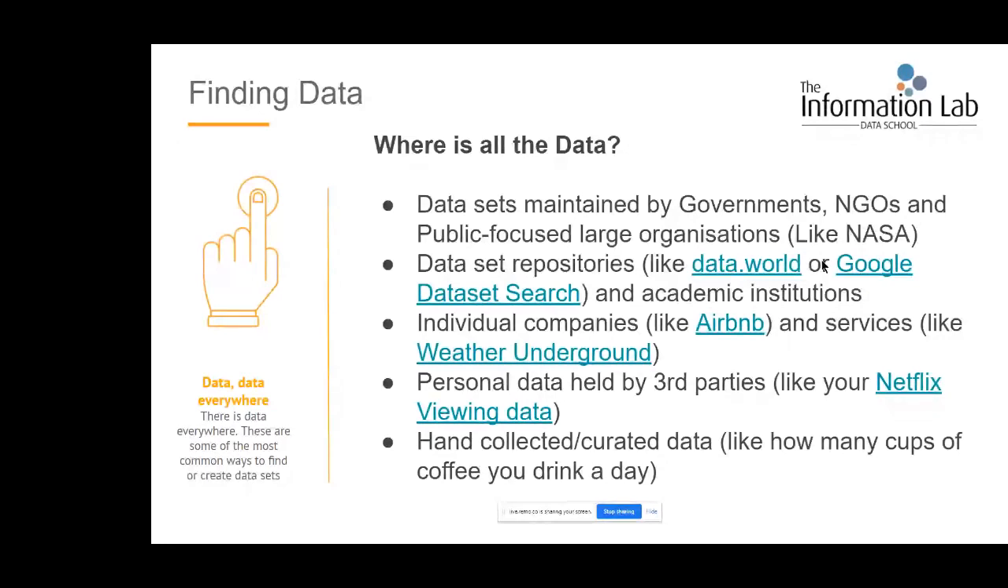And the last place you can go for data is hand collected and curated data. So these are things like you might want to have a tally sheet on a piece of paper or in a Google Sheets every time you have a cup of coffee during the day. So you will know how many cups of coffee you have and when you have them. Or it might be a very hand curated data set. For instance, you might have a personal journal where you jot down how you feel each day, and you could turn that into a data set as well. So these are all places where you can find data.